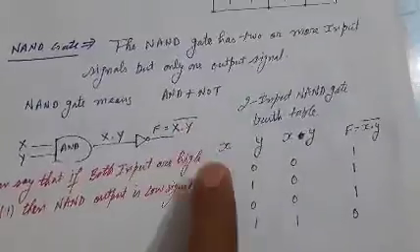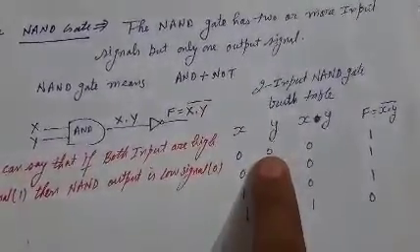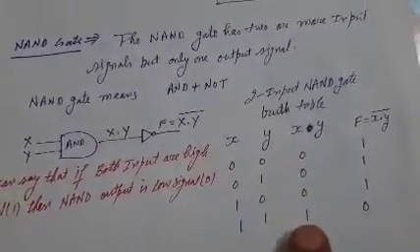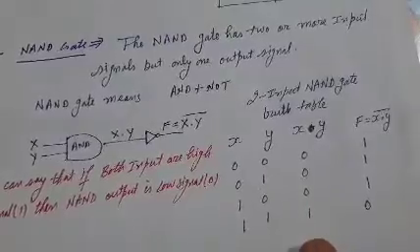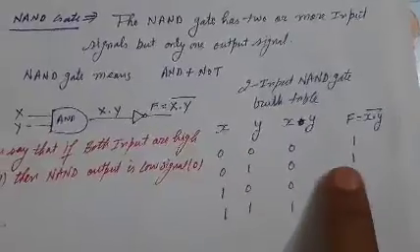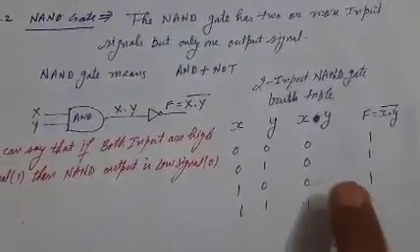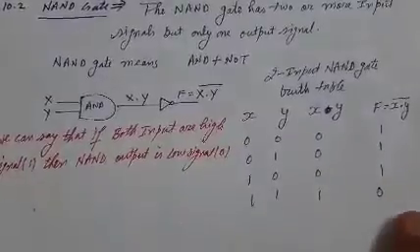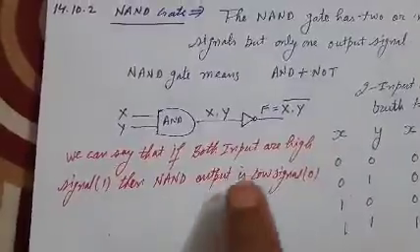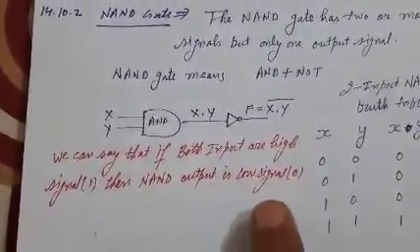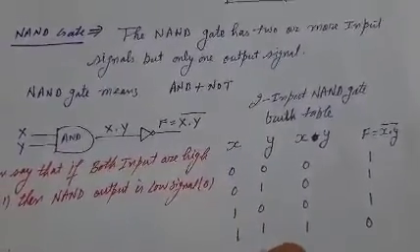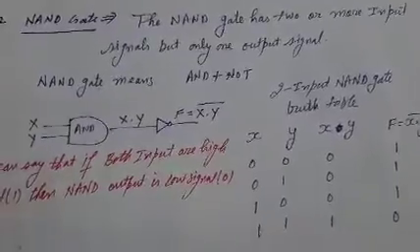The NAND gate truth table: X and Y are the two variables, then the combination is 0 0, 0 1, 1 0, 1 1. X dot Y equals 0 0 0 1. Then the function is the complement of this: 0 complement 1, 0 complement 1, 0 complement 1, and 1 complement 0. So according to this output we can say if both inputs are high, then the NAND output will be low. Both inputs high means 1 and 1, so the output is 0, otherwise the output is 1.